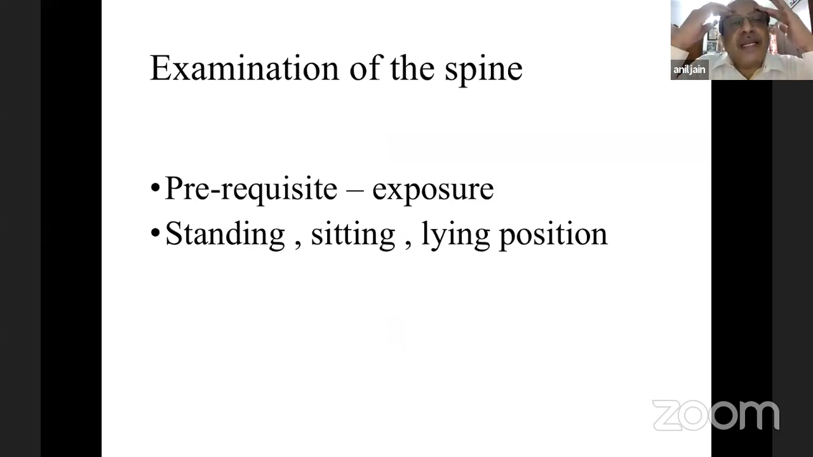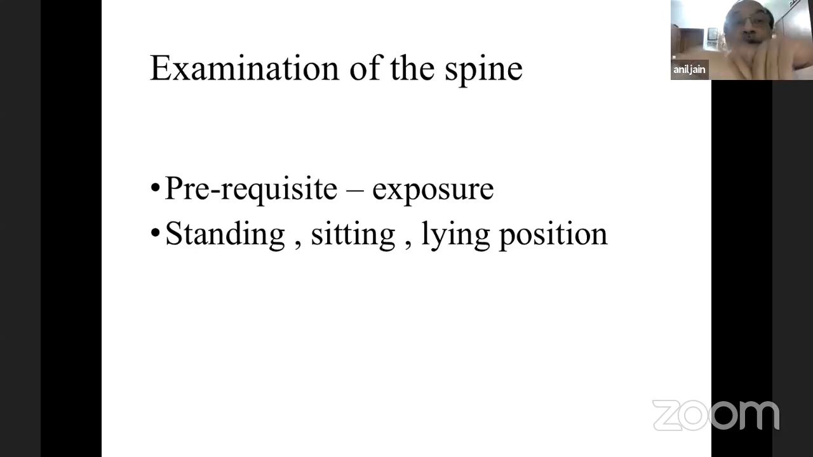Now, after history, we move on to examination of the spine. Because in the history we have been able to understand that the patient probably has a mechanical pain, a degenerative pain, a metabolic cause of pain, or a tumor or an infection. This broad categorization should take place after the history, and one should be able to understand which part of the spine is affected, whether it is cervical, dorsal, or lumbar.